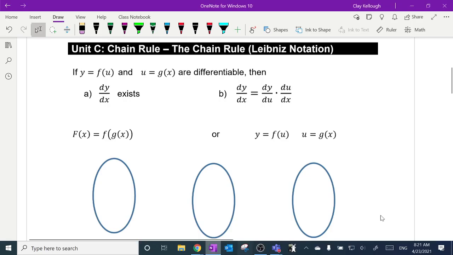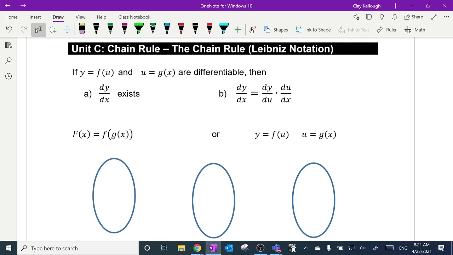Okay, we're rolling. All right, so this is basically the same thing we did yesterday, just using Leibniz notation. Just like with regular chain rule, you have to be actually trying to find the derivative of something that exists over the domain that you're trying to differentiate it on.